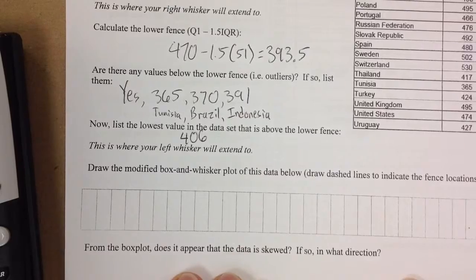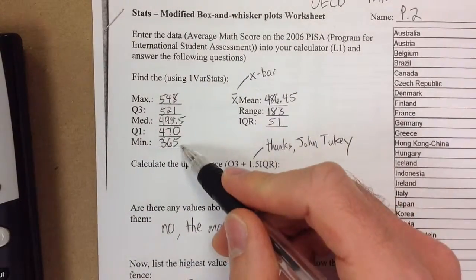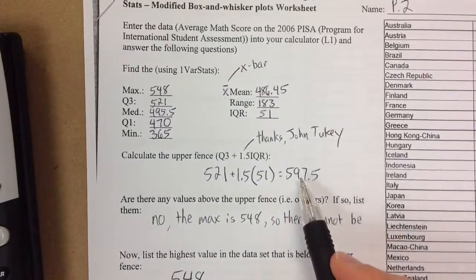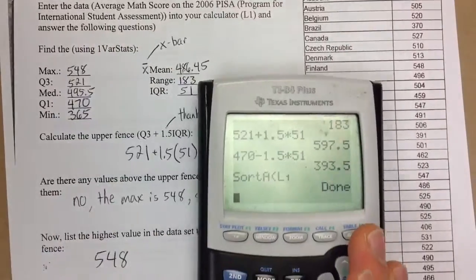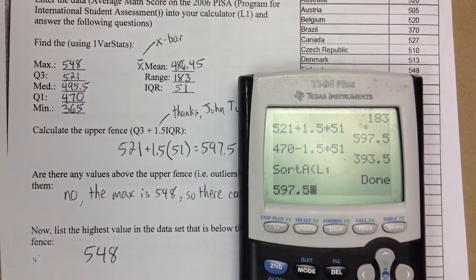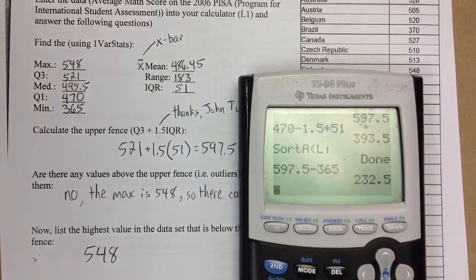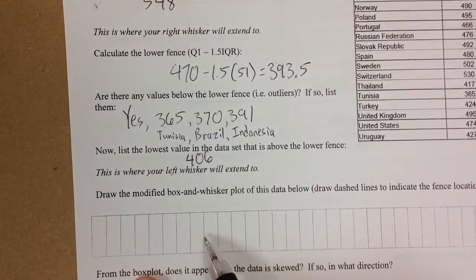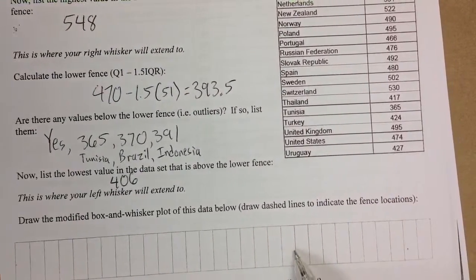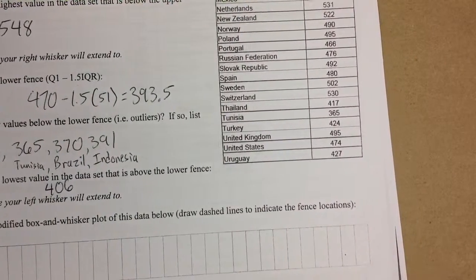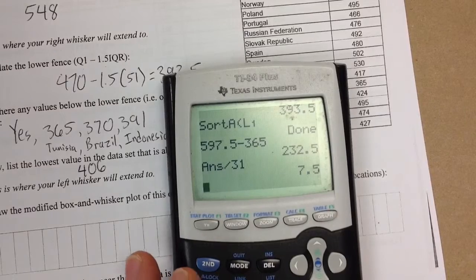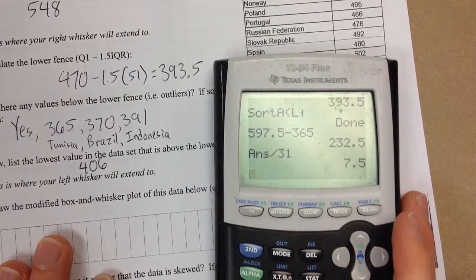I probably should scale this appropriately. So if I look at my min and max, 365 to 548, I want to cover that. And maybe I also want to cover the upper fence, just to show you that. So what I'll do is make sure I can cover 233.5 points. So let's see. 1, 2, 3, 4, 5, 6, 7, 8, 9, 10, 11, 12, 13, 14, 15, 16, 17, 18, 19, 20, 21, 22, 23, 24, 25, 26, 27, 28, 29, 30, 31. Divide that by 31. 7.5. So just to make the math easy, I will go by tens. And I'll start with a multiple of 10, so maybe 390.